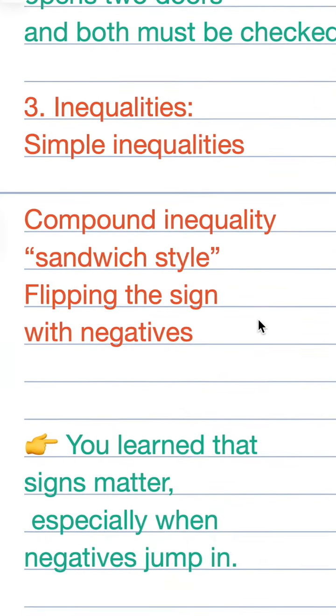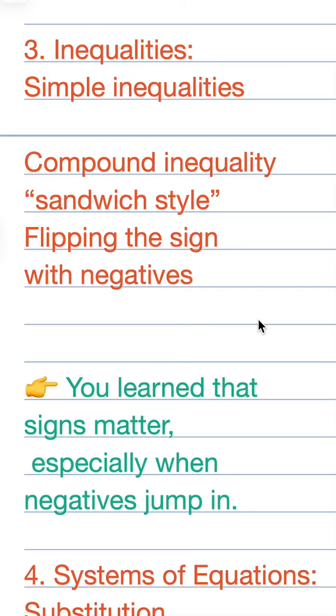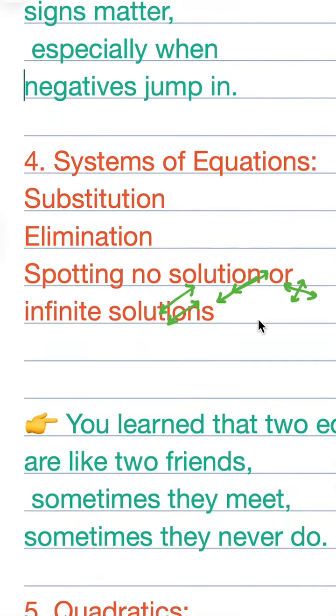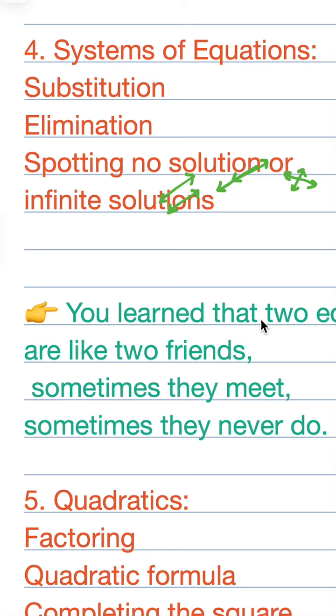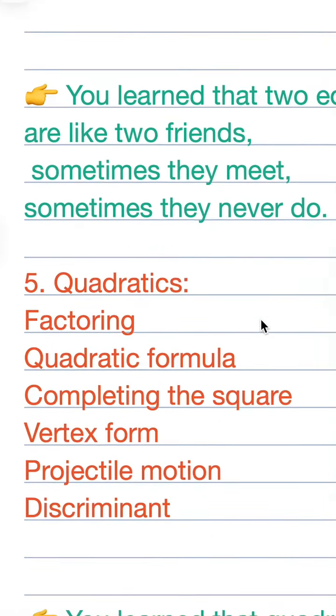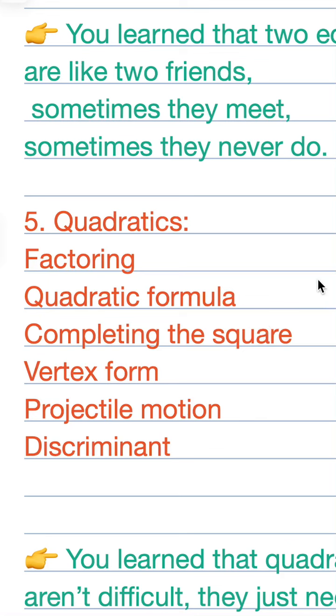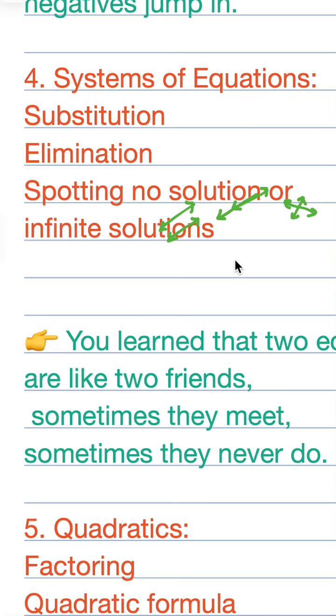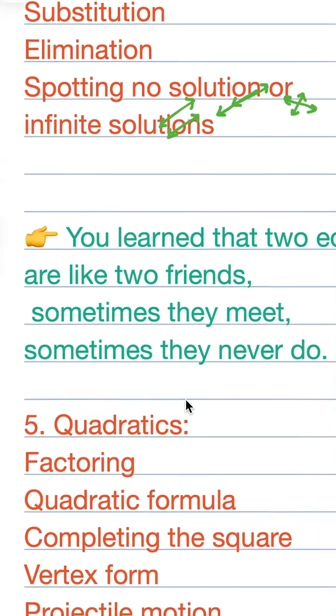The next topic was about inequalities: how simple inequalities can be solved, how compound inequalities can be solved, what is sandwich style, how to flip the sign with negatives. The next part was about systems of equations: substitution, elimination, no solution, infinite solutions. Then we learned two equations are like two friends. Sometimes they meet, sometimes they do not meet. Lines can be parallel, overlapping, or intersecting.